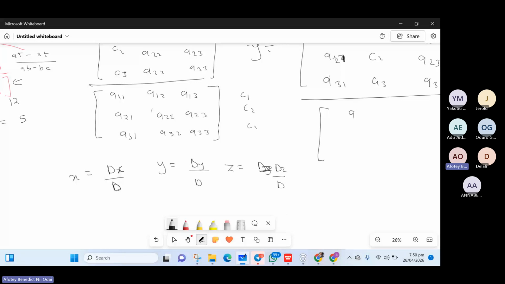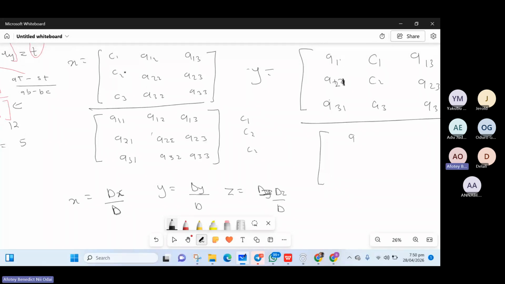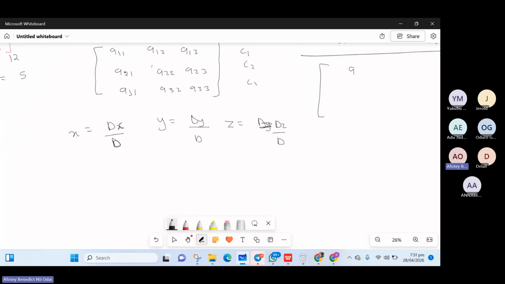Now we've looked at one way of solving a linear system, and this is the way of using Cramer's rule. Now there are two more ways to solve a linear system. We'll be looking at Gaussian elimination, and also using the inverse. First of all, let's look at how to solve a linear system using the inverse.